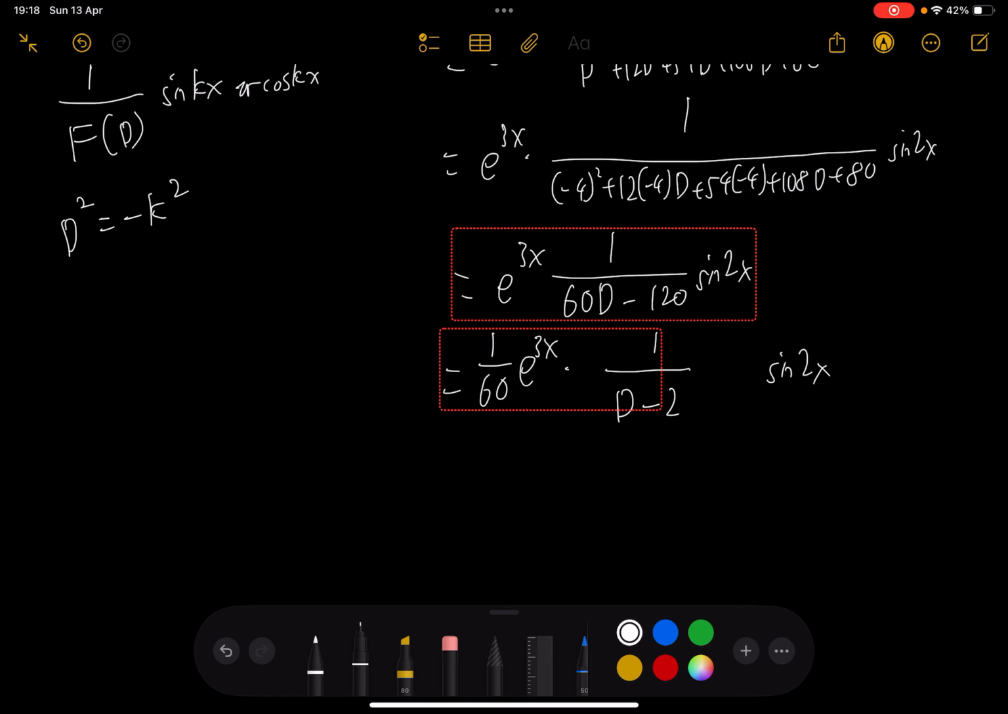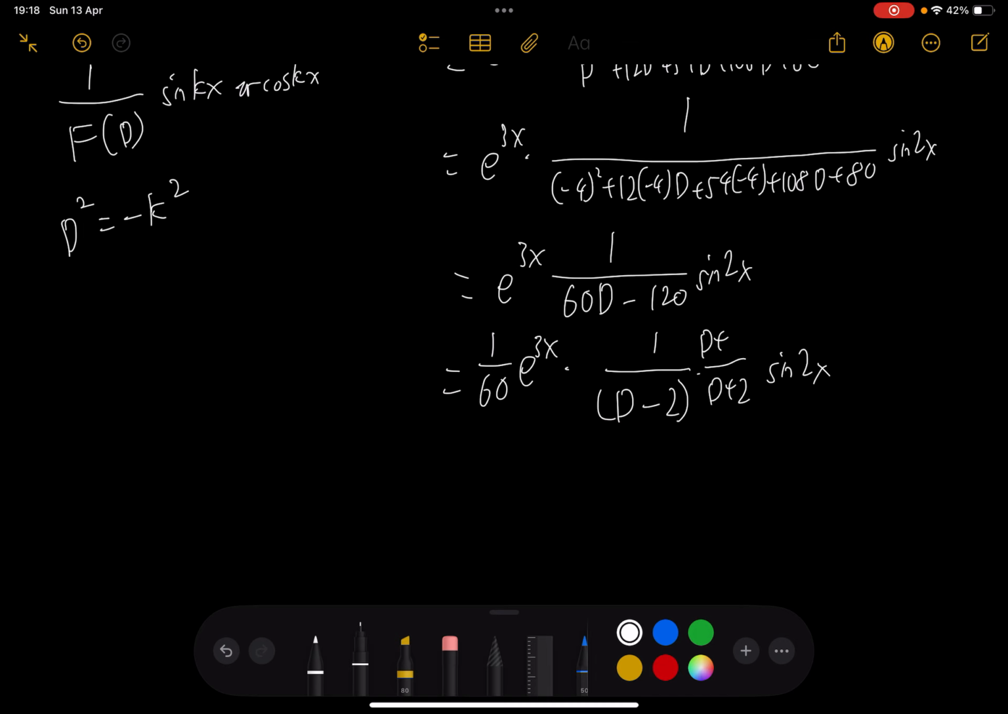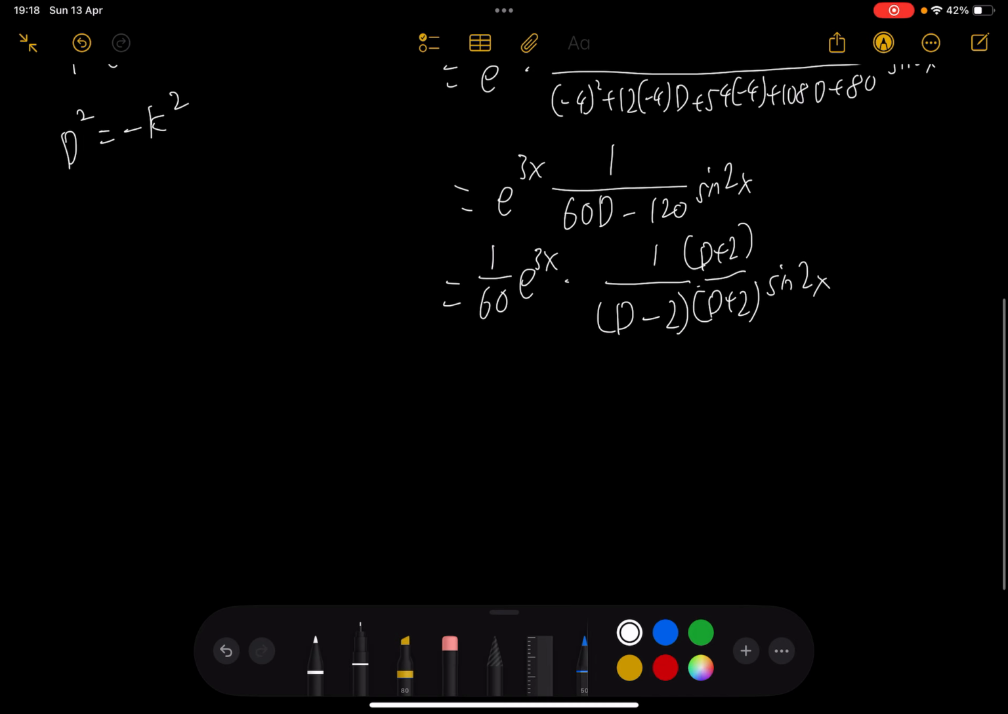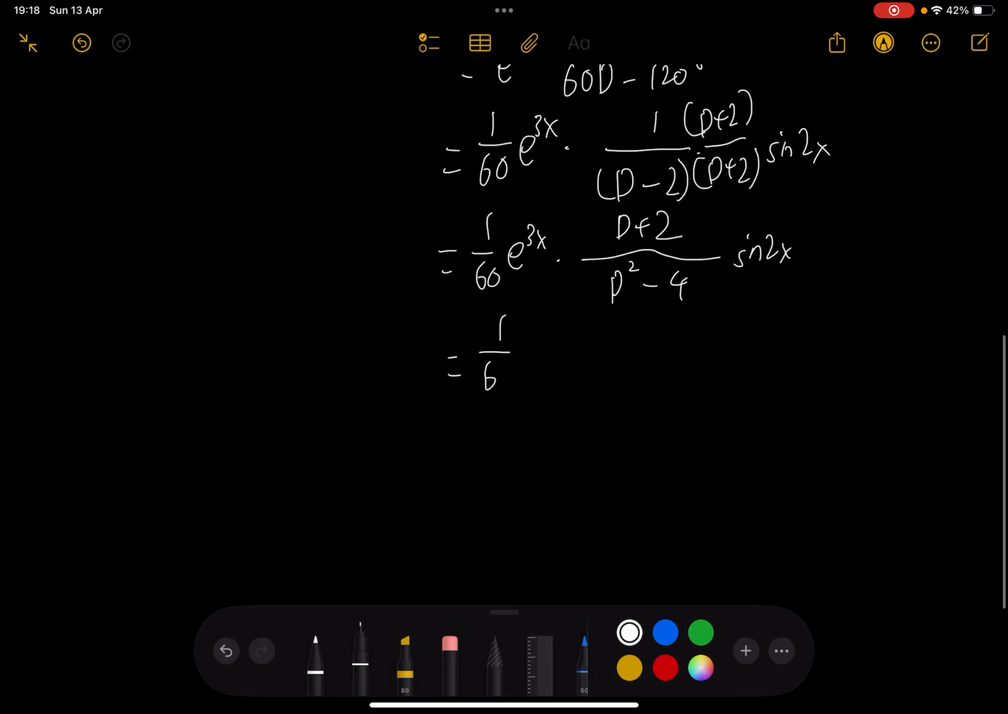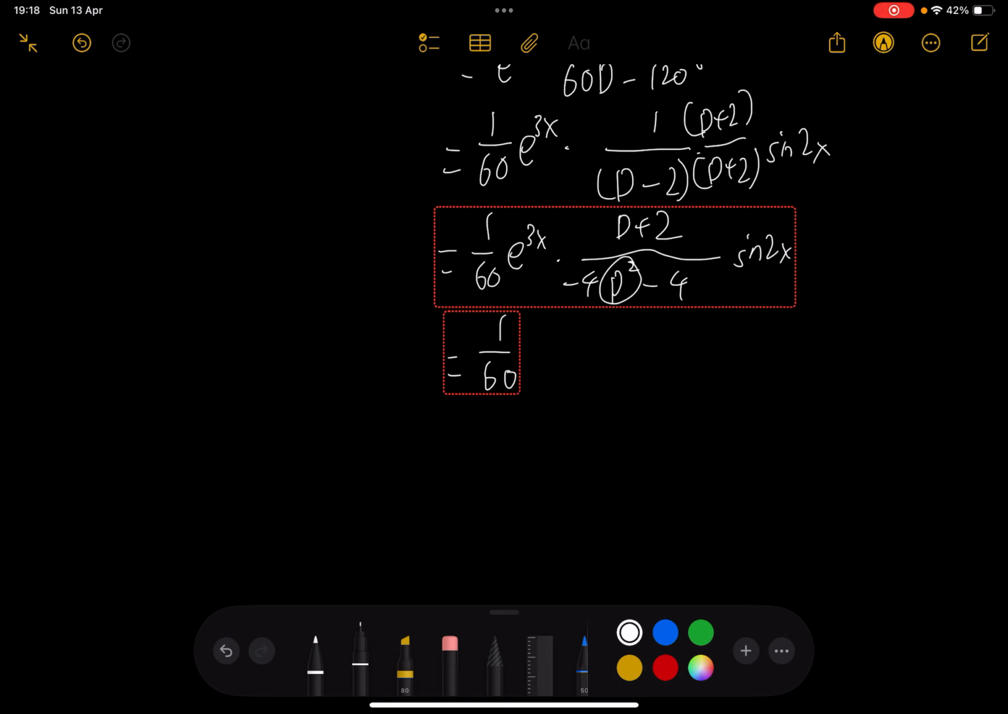And then here, how can we deal with this 1 over d minus 2? We are going to multiply by the conjugate of it, which is d plus 2. Don't forget about the parentheses. We do this because we can get the bottom, which is d squared minus 2 squared, so you can get rid of the d squared in the denominator. And then d squared is equal to negative 4, so negative 4 minus 4, which is negative 8.